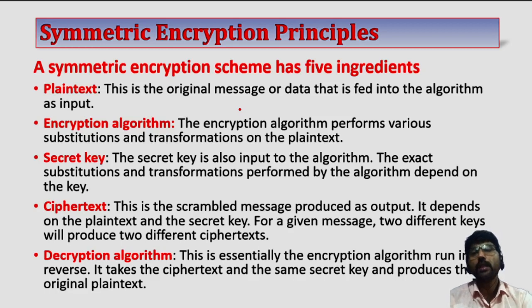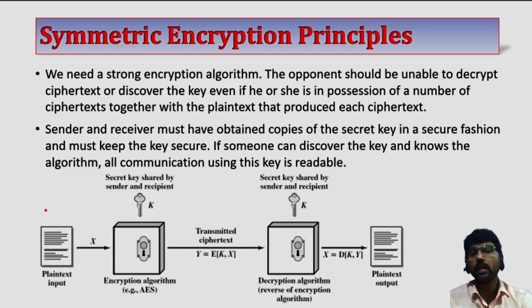The next one is called symmetric encryption principles. Before learning the encryption principle, first you have to know some of the ingredients of this symmetric encryption. This symmetric encryption scheme has 5 ingredients. Ingredient means elements. Okay, now see, this is the encryption technique we are using.